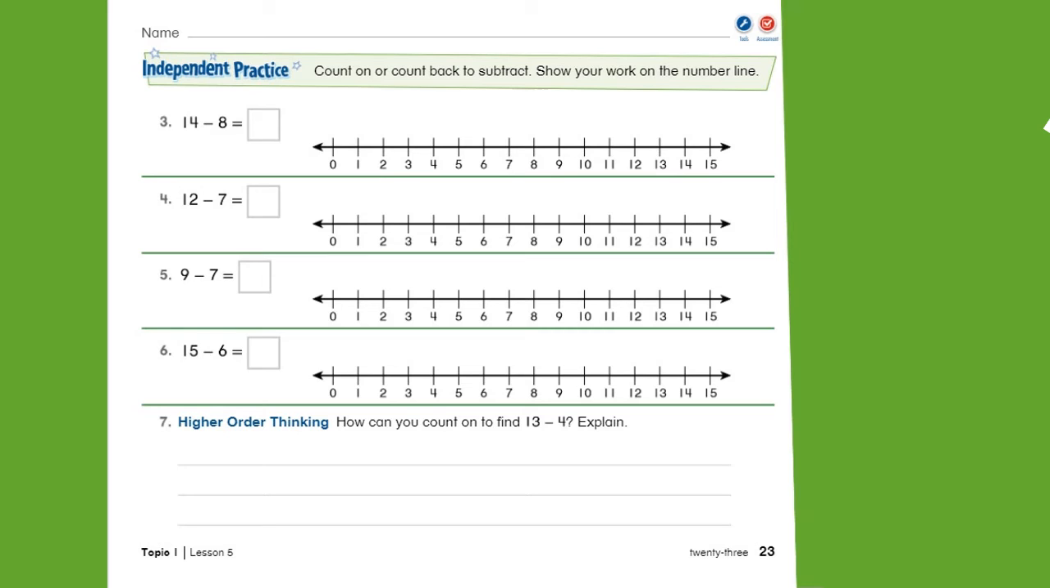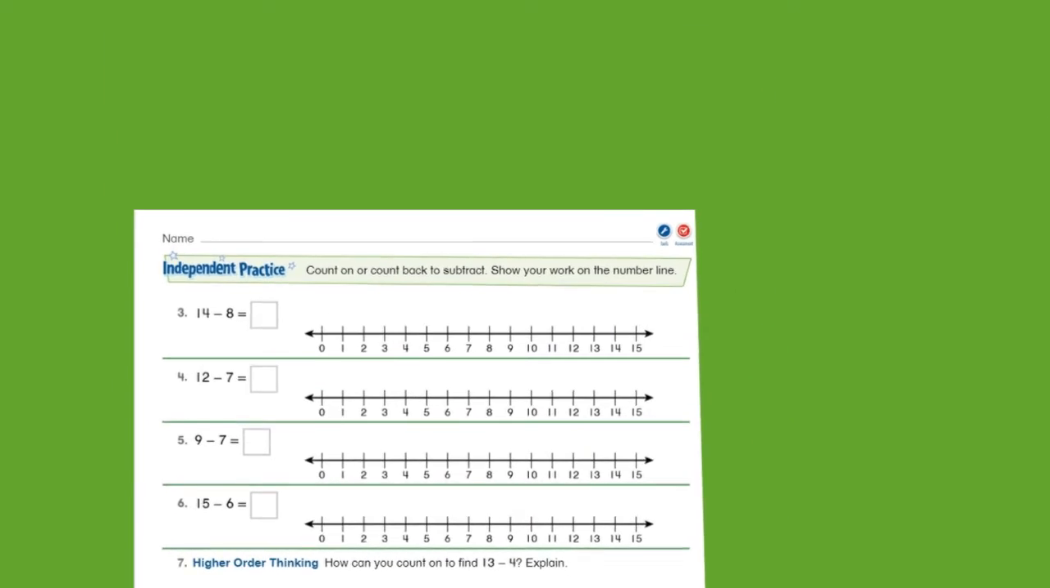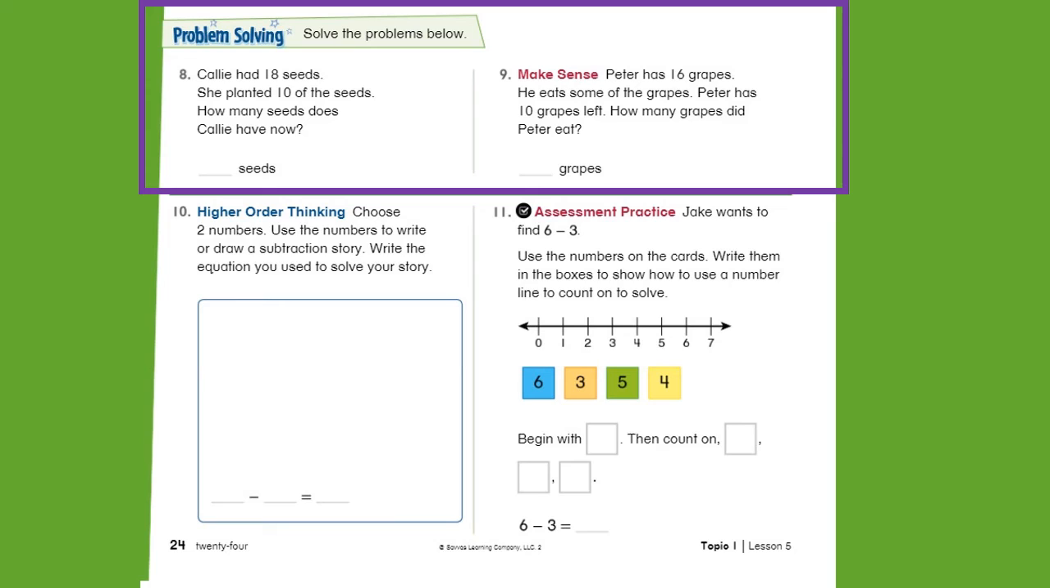Now remember, 7 is a little bit tricky because it says higher order thinking. How can you count on to find 13 minus 4? Explain. So all you have to do is use words this time to explain how you could count on to find 13 minus 4. And then, page 24. Number 8 says, Callie had 18 seeds. She planted 10 of the seeds. How many seeds does Callie have now? Okay, that's a subtraction problem. You can use the number line from the previous page, if you don't have one available.